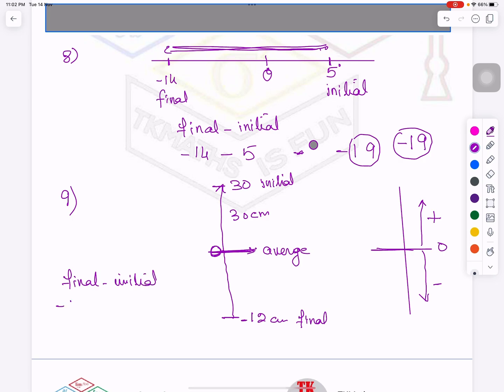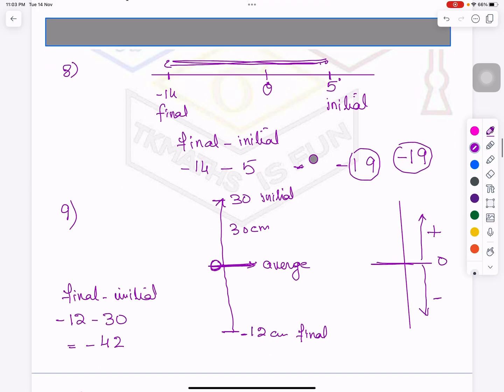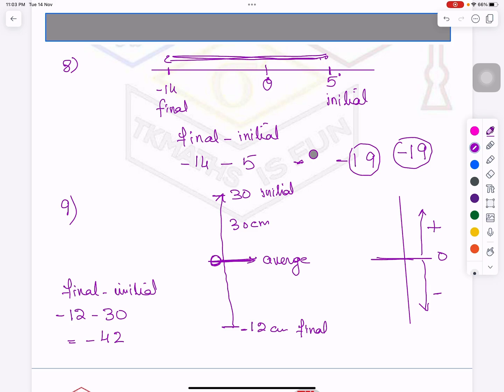So it will be what? Minus 12 minus 30, which is equal to minus 42. So when the question says by how far did the water level fall? It was 42 centimeters below, it has gone down, or in writing I can say minus 42. So from 30 it has gone minus 42 down. You understand my point? So when you use the word below, it means you are going downward. So you don't need to use the sign minus there.